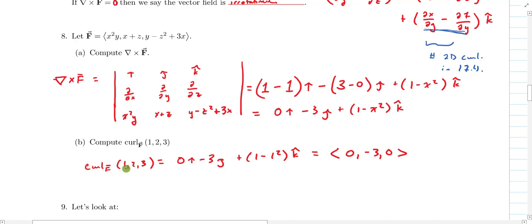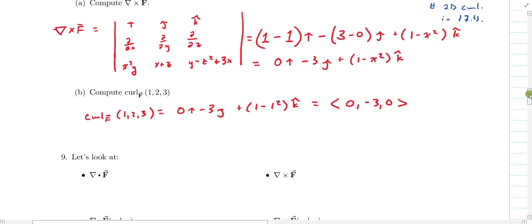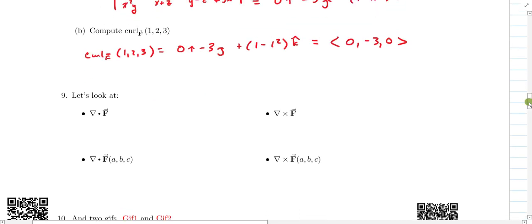Now, the question that you should have is, what on earth does this mean? And that's something that we're going to explore in more detail in class, because it's just a little bit hard to talk about this curl. I feel like divergence is a little bit more friendly to access right off the bat, but we'll talk about this curl more in class.